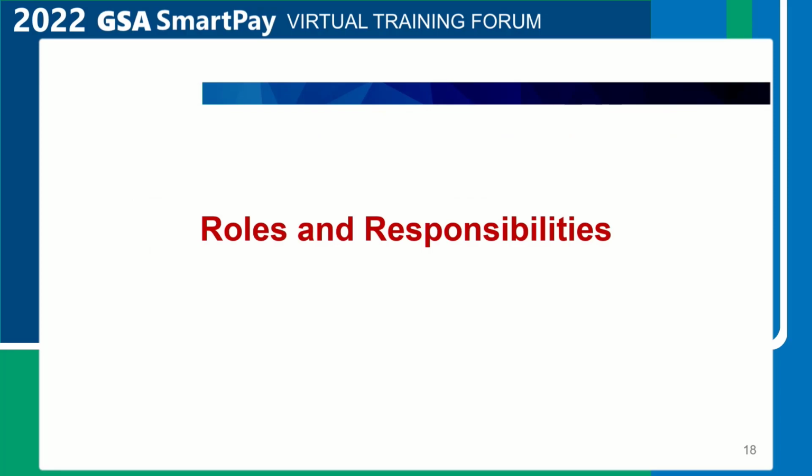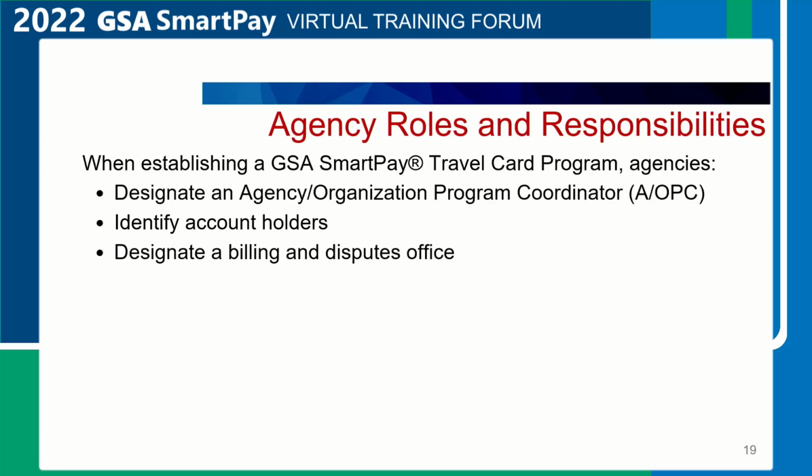Next, we're going to move on to roles and responsibilities for managing your agency travel card program. Your agency must have at least one agency organizational program coordinator or AOPC. Often there are many of these individuals in the hierarchy, with the level 1 AOPC being at the highest department level, except for DoD, where level 2s are the department level. There are also card account holders and billing offices that are a part of the roles and responsibilities for managing your program. Each of these has their own roles and responsibilities.